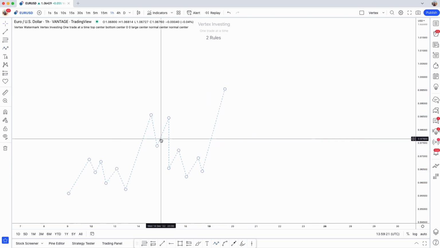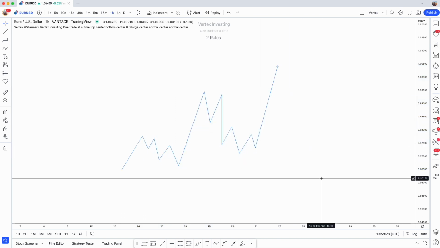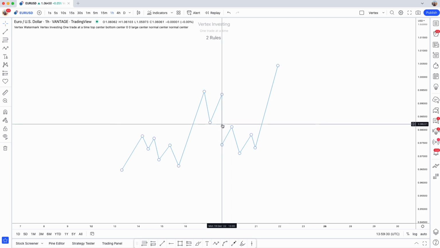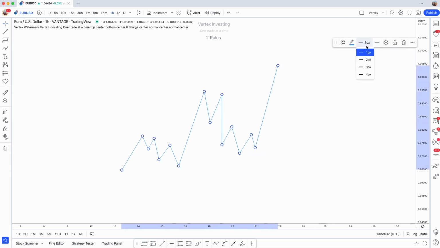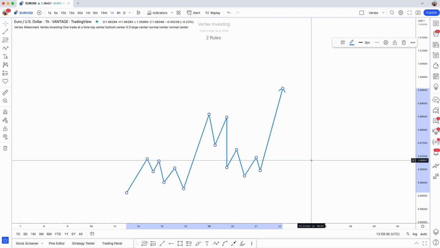I don't know why it's like that. I've never had it like that, but anyway. Okay, let me make this a bit thicker. There we go. Okay, so this is what we generally see of how the market moves.